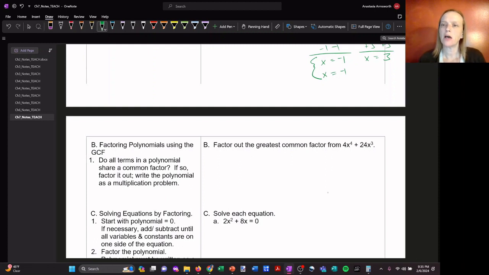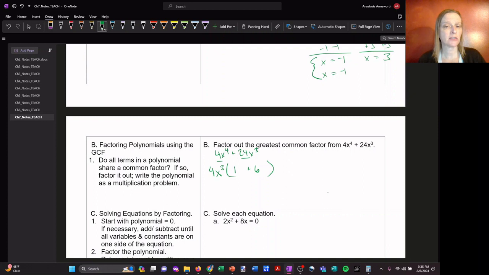So, we've got 4x to the fourth plus 24x cubed. Here, in terms of the number, do 4 and 24 share a common factor? Yes, they do. They can both be divided by 4. So I'm going to take that 4 out, and I'm left with 1 plus 6. And then do x to the fourth and x cubed share a common factor? Yes, they do. I can factor out x cubed.